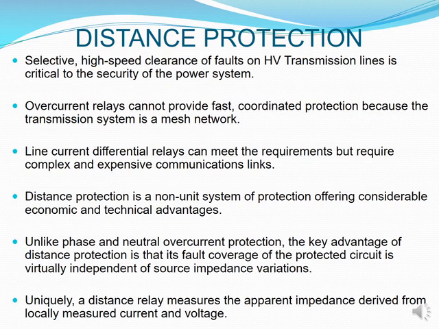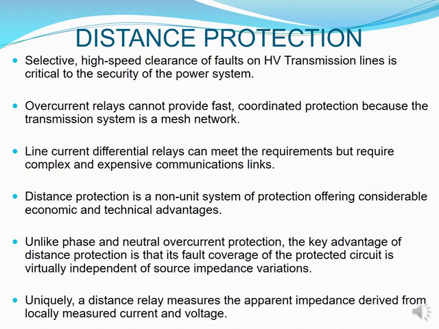As we already picked up, overcurrent relays cannot provide fast coordinated protection on your transmission systems because they are a mesh system, which means that they are an interconnected system with multiple points of where your supply is going to and where your loads are going to. And when we looked at our line current differential relays in lesson number 2, these can meet some of the requirements that we require on our transmission networks, but they also require complex and expensive communication links for it to work properly.